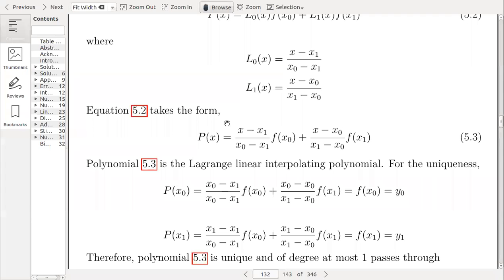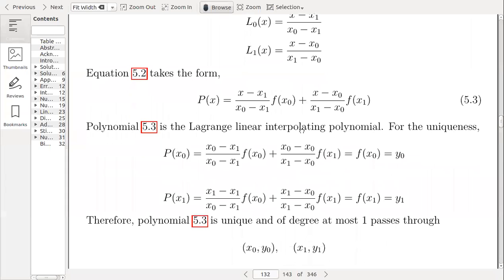To verify that this polynomial is unique, we can proceed as follows. For the uniqueness, x0 and x1 are two different points in the domain. So we have to verify that for two different points in the domain, we have two different points in the range. If so, then we can say that this polynomial is unique because this function is an injective function.